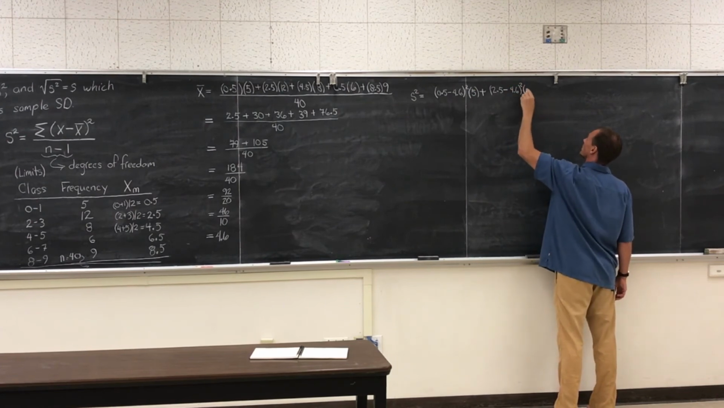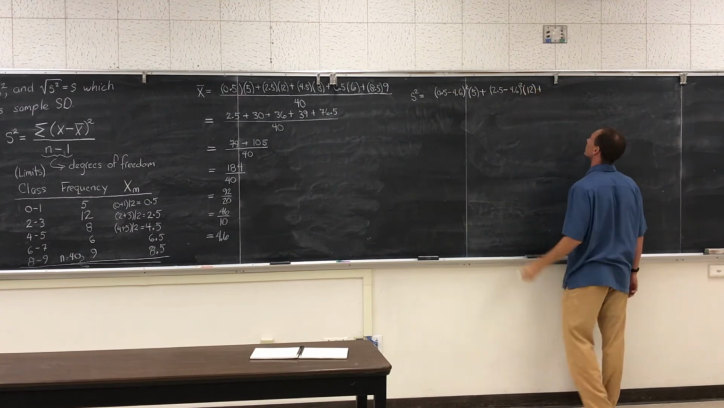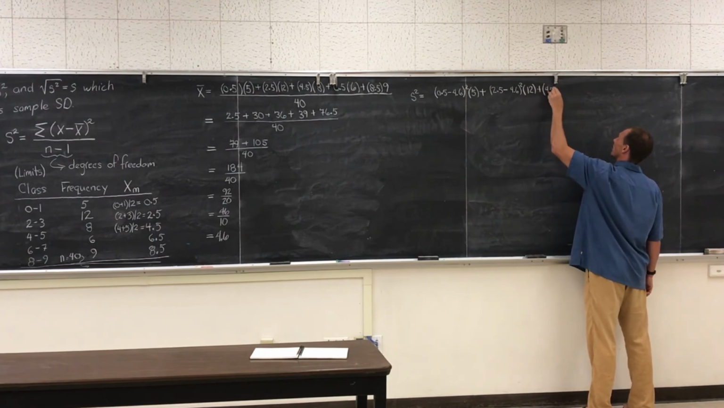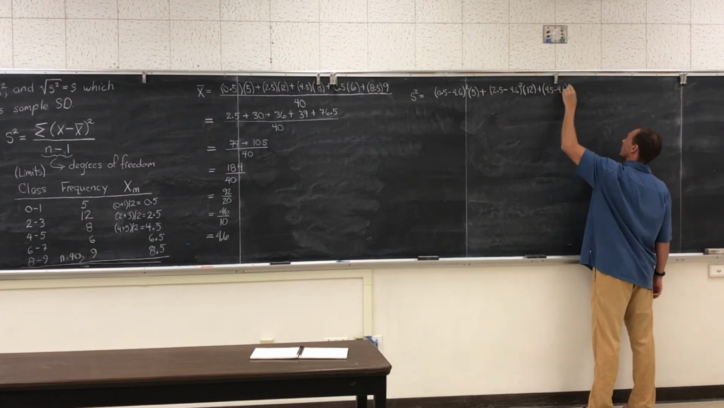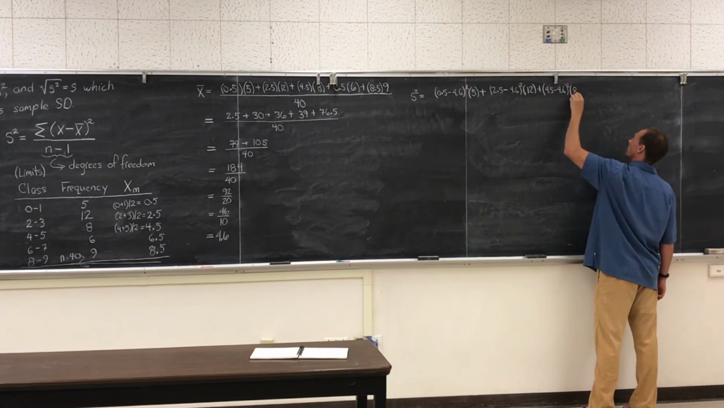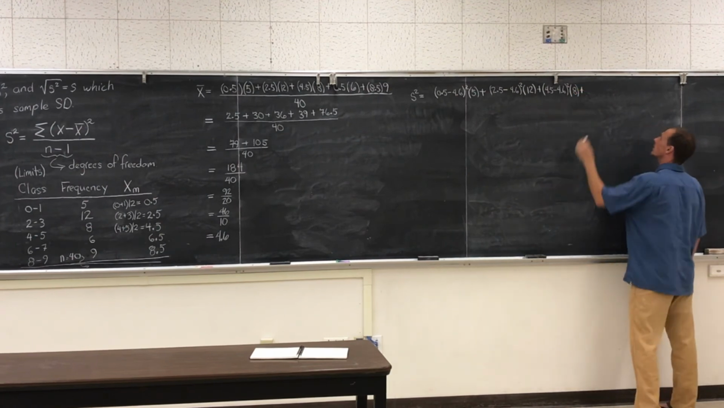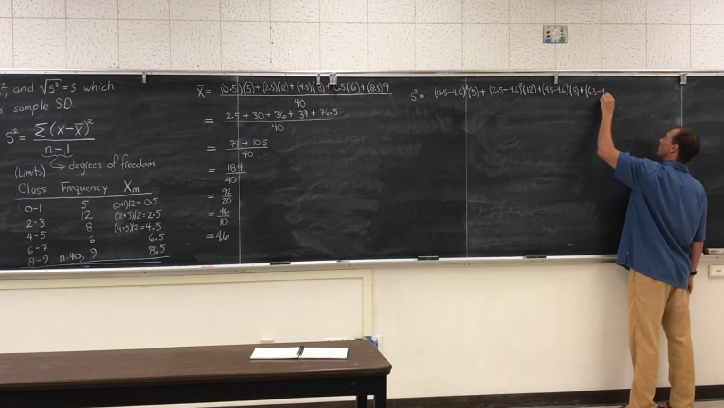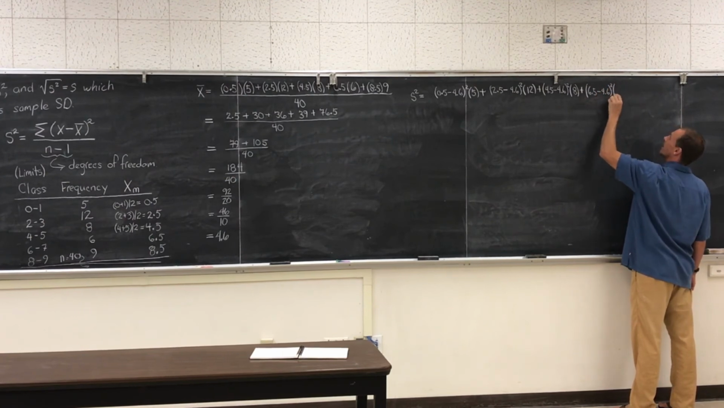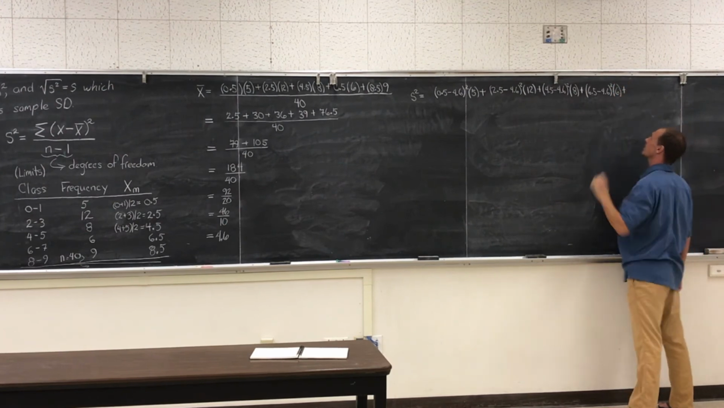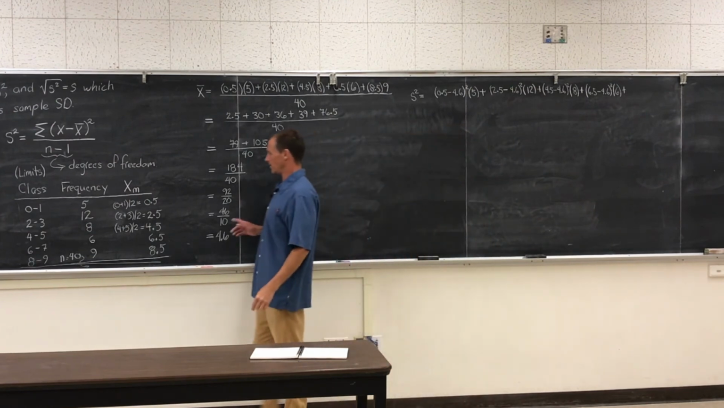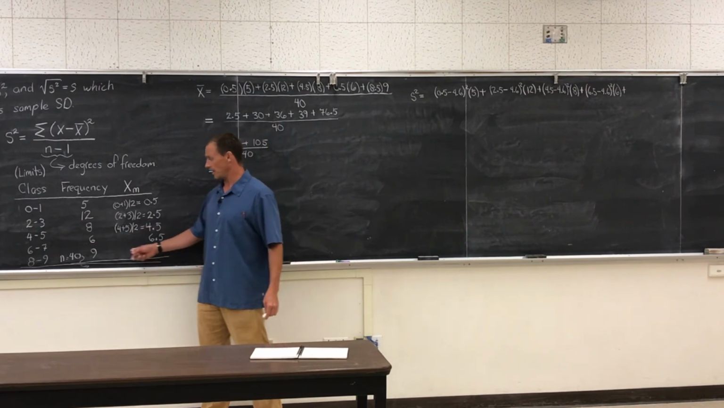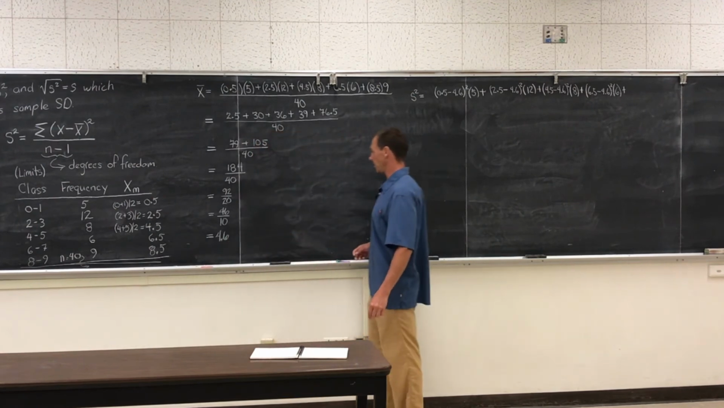squared times 12 plus, parenthesis, 4.5 minus the mean of 4.6, square it, and then we had 8 of those, plus 6.5 minus 4.6 squared times 6, plus, so I might be going a little fast, the last one here was the data, 6.5s, there were 6 of them, and our last ones are 8.5s, there's 9, and again the mean is still 4.6.